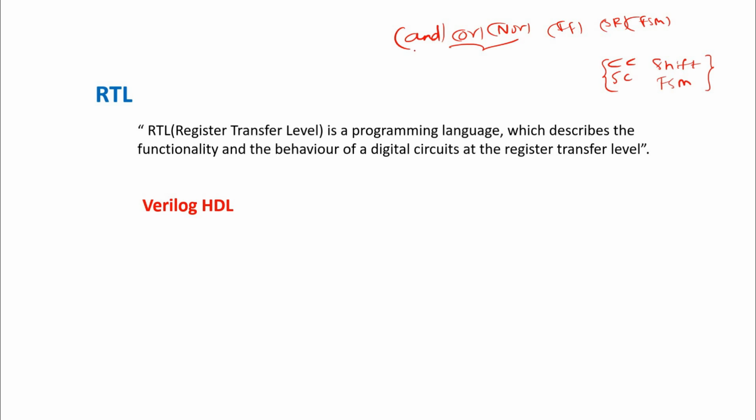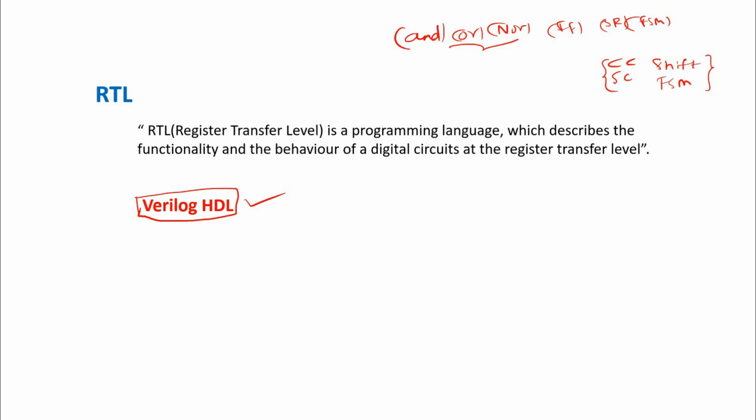So for visualization purposes, we are going to use one programming language, that is Verilog HDL. We are mainly focusing on this Verilog HDL. Verilog HDL is a programming language which describes the functionality and behavior of digital circuits. For RTL we can use Verilog HDL, or VHDL, or SystemVerilog. In our lectures, we are going to use Verilog HDL programming.